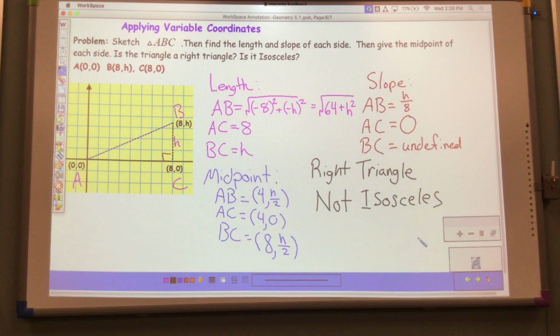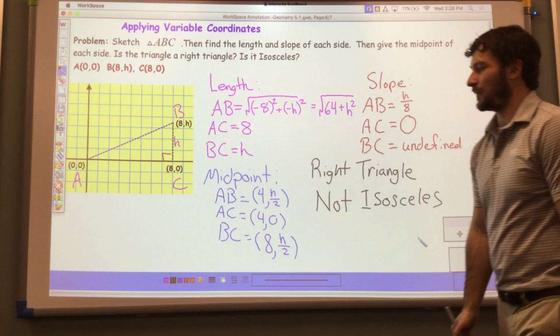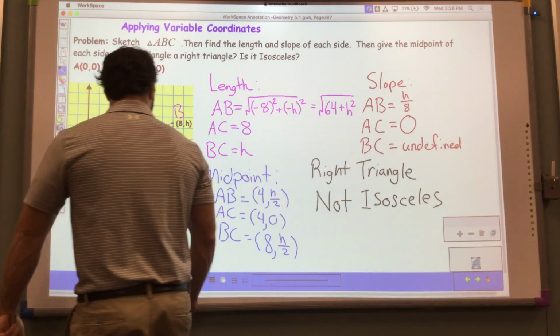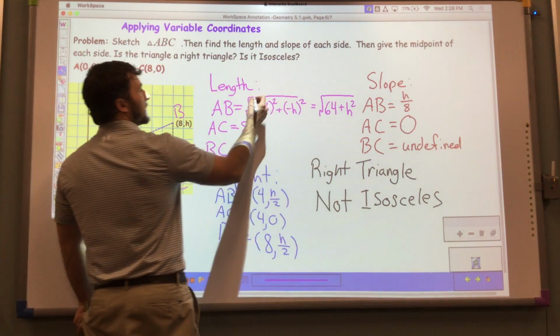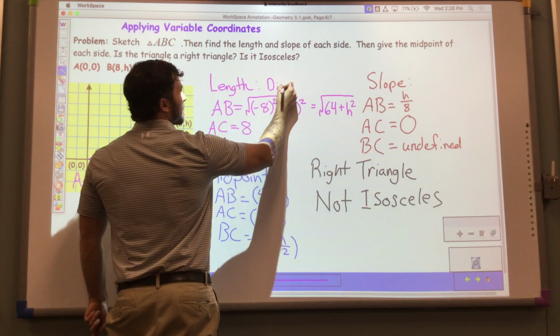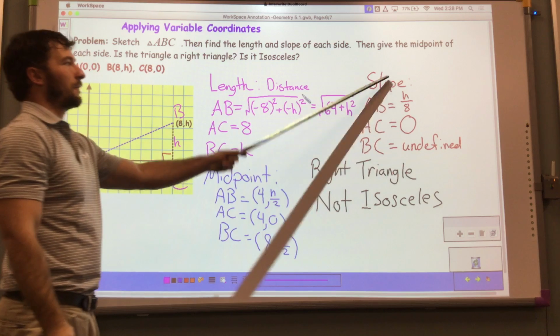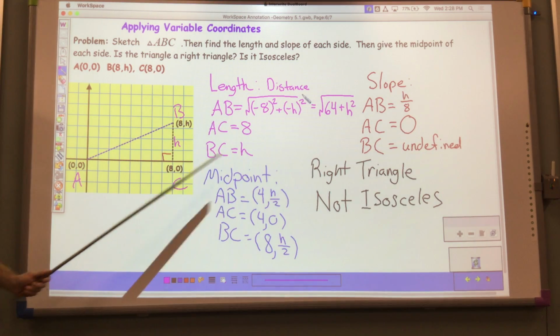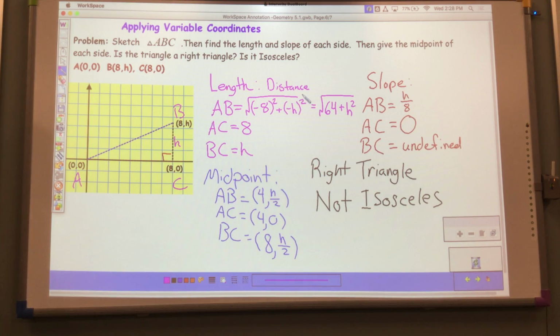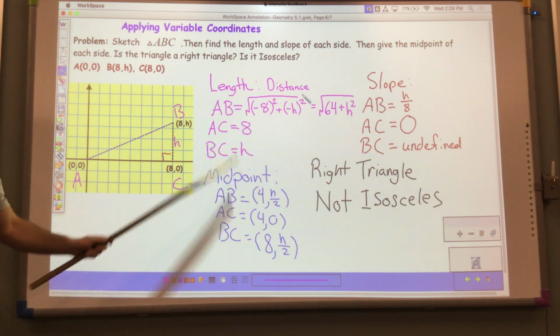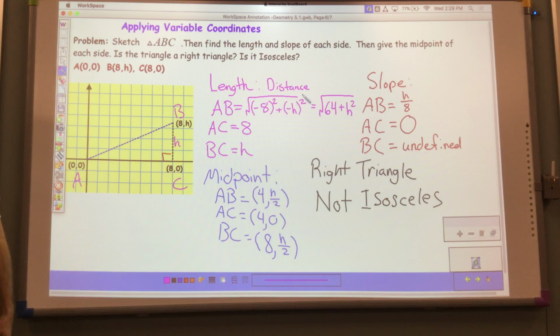So you have a few like this. There's a lot to do. So remember, you have formulas for all of these. For length, the formula you can use is distance. Slope, you have a slope formula. Midpoint, you have a midpoint formula. So it's just plugging these into your formulas is basically all you're doing. So yeah, it's a lot of work, but you only have a few and the rest of your assignment is pretty easy.